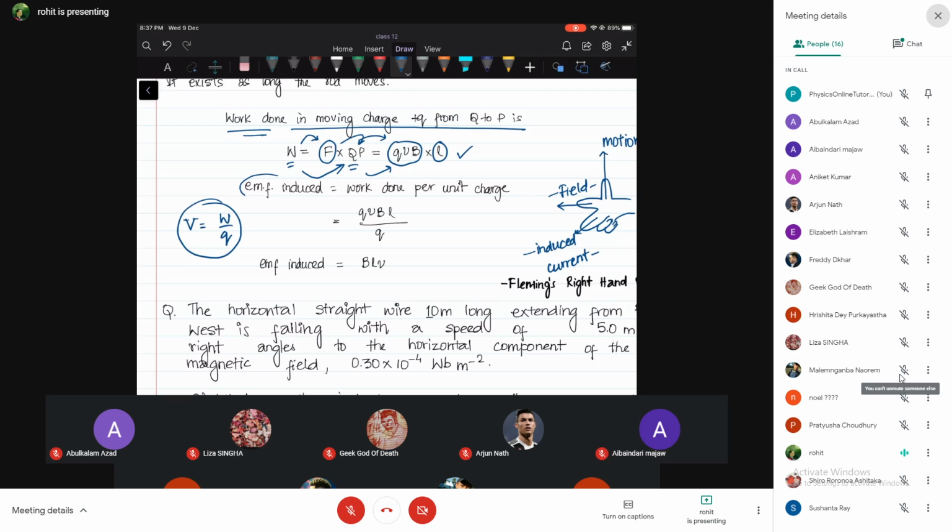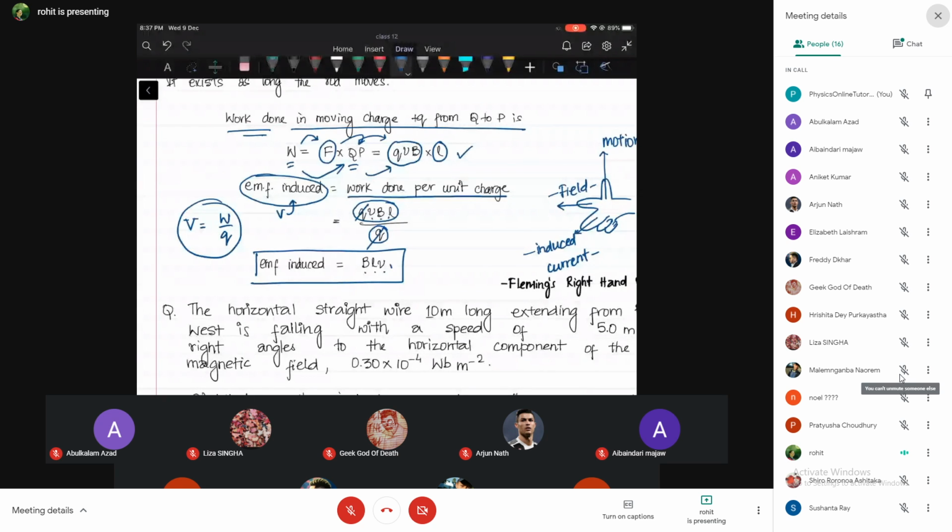I'm writing that the EMF, or the voltage, must be equal to work done per unit charge. The voltage, V or E, is simply work done by charge. So this is the work done. You can check, this is the charge, and charge and charge get cancelled. So the amount of induced EMF will be simply VBL, or we can write BLV also.